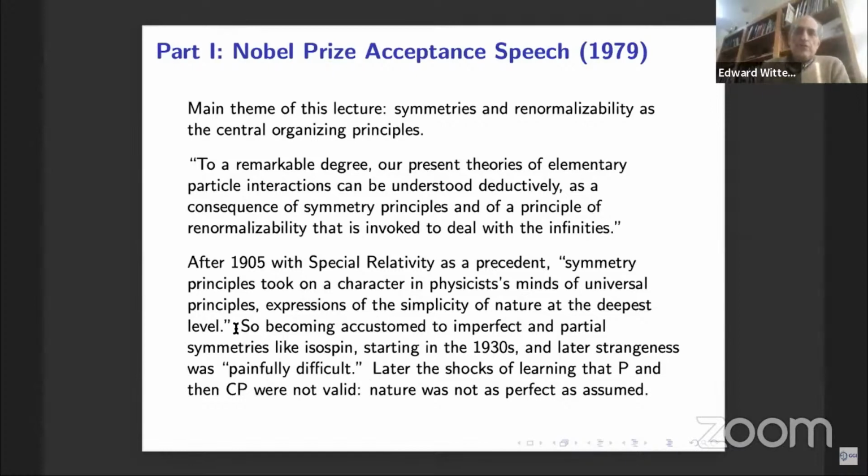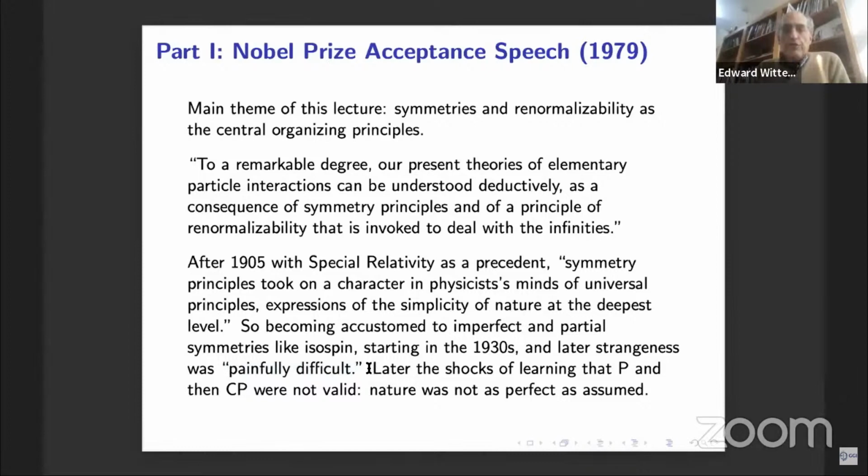So Steve explains that then it was very difficult to become accustomed to imperfect and partial symmetries. So isospin is an imperfect and partial symmetry. It's not a perfect symmetry. It's really only a symmetry of strong interactions. And later there were other imperfect and partial symmetries like strangeness. So Steve says it was painfully difficult to become accustomed to imperfect and partial symmetries.